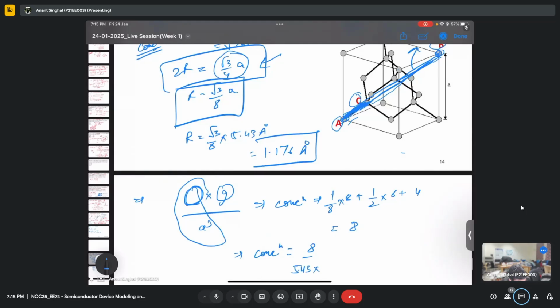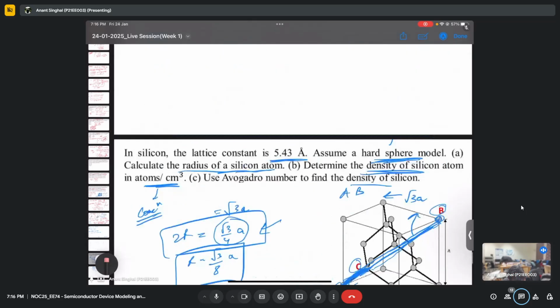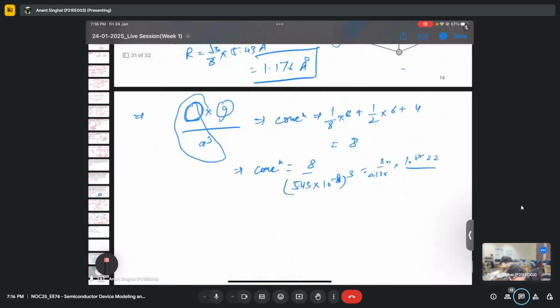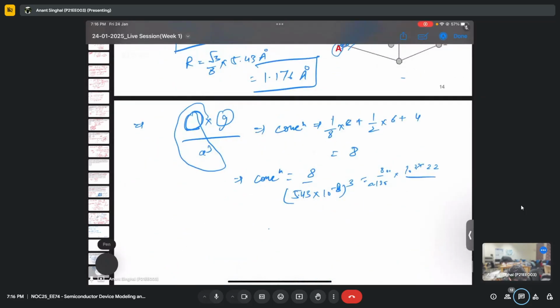5.43 times 10 to the power minus 8, because we want it in centimeter cube. So 5 cubed is 125, 8 by approximately 125, so we have 22, it should be in the order of 10 to the power 22. Oh, we don't have any options. Oh, so you can calculate the exact number.